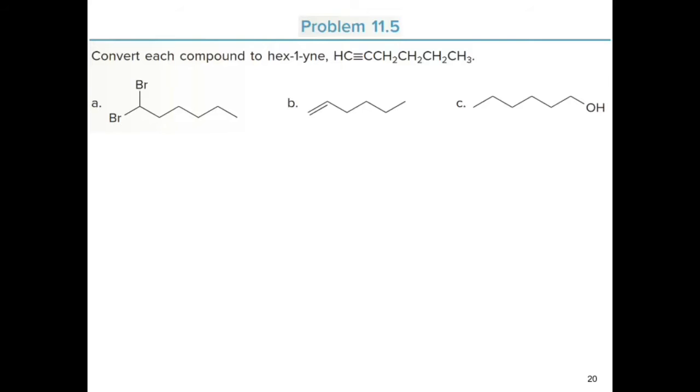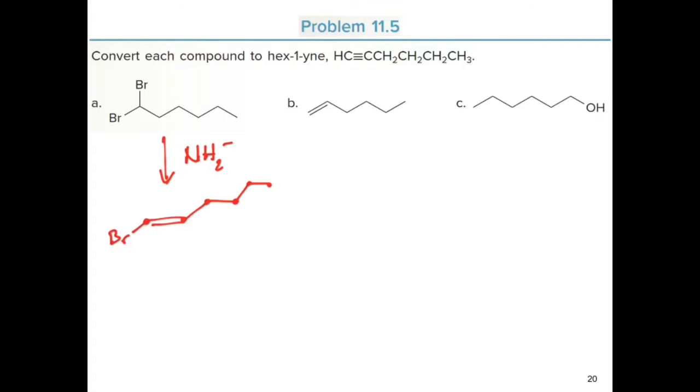So here's practice problem number 5. Convert each compound to hex-1-yne. So for the first compound here, you can see that we have a vicinal dihalide, and so we can convert this into an alkyne by reacting this via two successive E2 elimination reactions, or dehydrohalogenation reactions. And so the first E2 elimination reaction here reacts it with a strong base, and so this gets rid of a hydrogen on an adjacent carbon atom, which is this one right here, and also a bromine atom in the process.